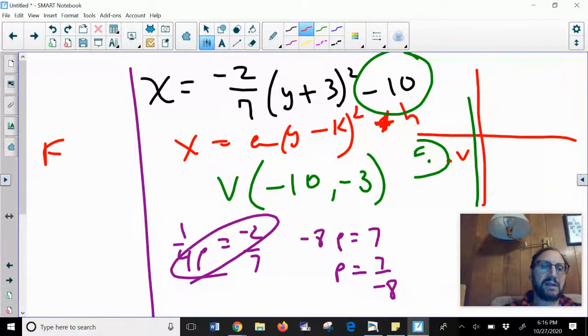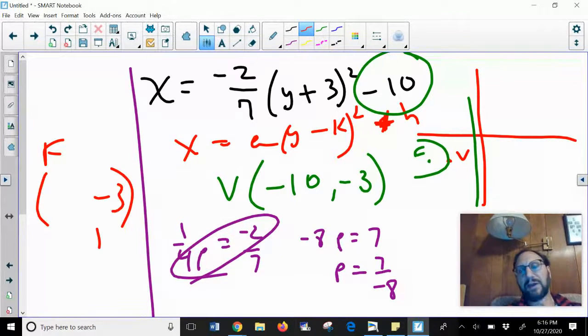The focus is going to be 7/8 to the left of (-10, -3). So what's not going to change there is the y value, because we're staying on the same horizontal plane, right? The axis of symmetry on this problem is y equals -3. So -10 less 7/8 makes it -10 and 7/8. So that's where the focus is. It's a little further than -10. It's -10 and 7/8.